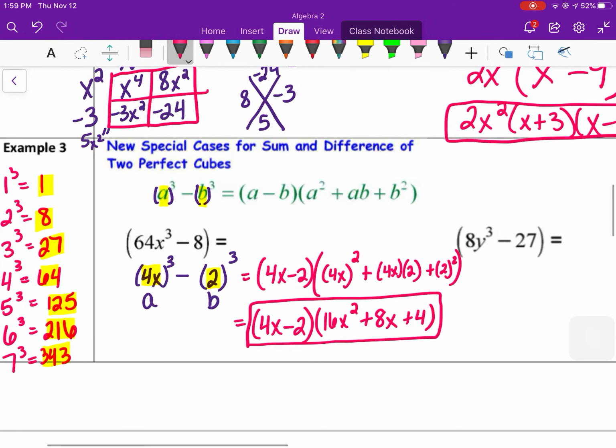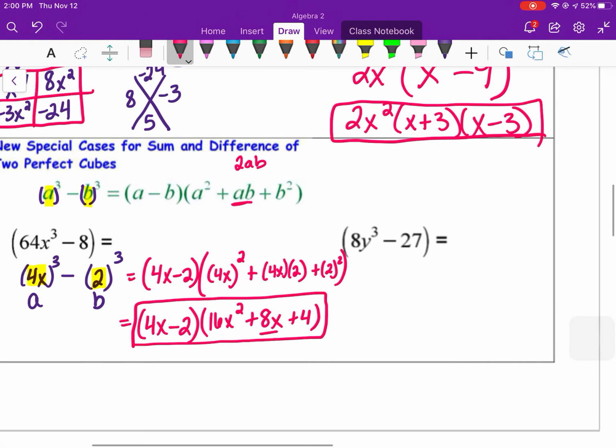Even though it looks like a perfect square trinomial, the middle term would have to be, in order for this to be a perfect square, this 8x would actually have to be 16x. So because you only have one AB and not two ABs, it won't factor any further. So that is the answer for that.